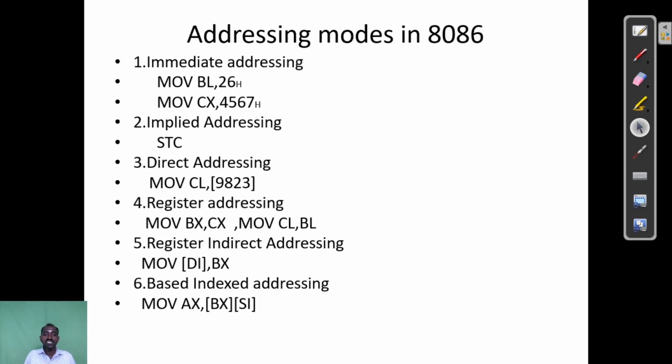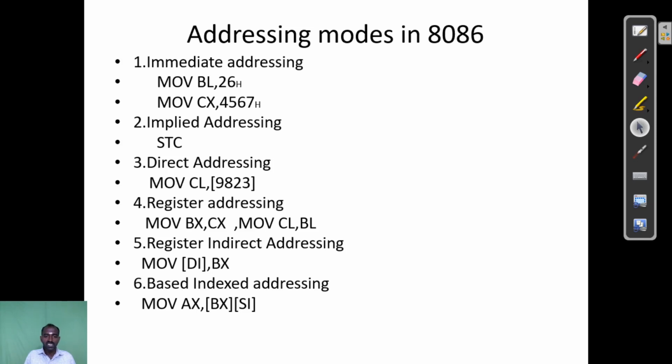Next, register addressing mode. Register addressing mode means the instruction specifies the name of the register in which the data is available. So it is called register addressing mode. For example, MOV BX, CX. That means the CX data is moved to the BX register, a 16-bit register.